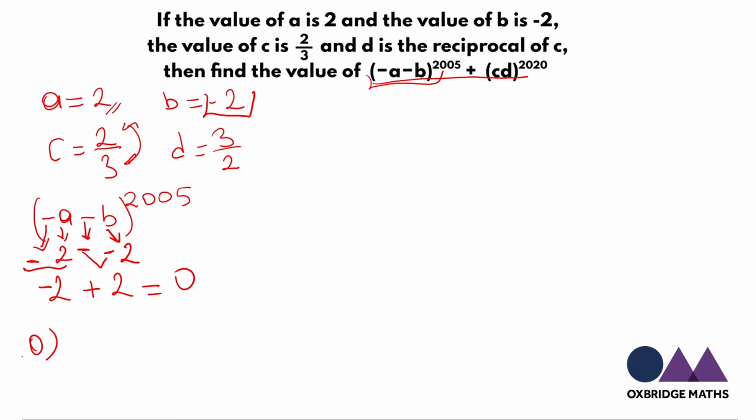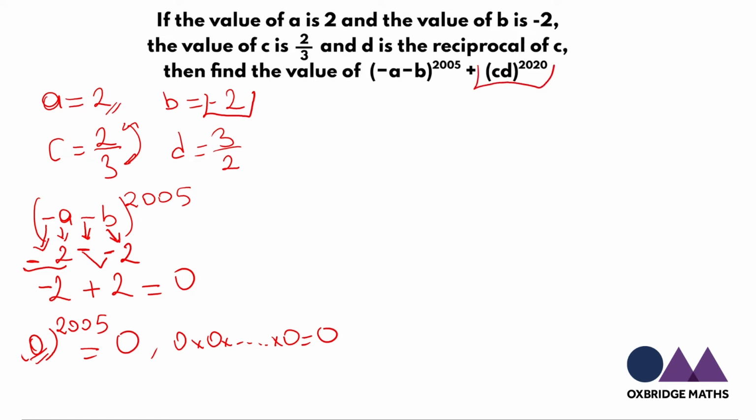0 to the power of 2005 makes 0, because 0 times 0 times 0 makes 0. The value of the power doesn't matter if the base is 0. Alright? Now, let's have a look at here.